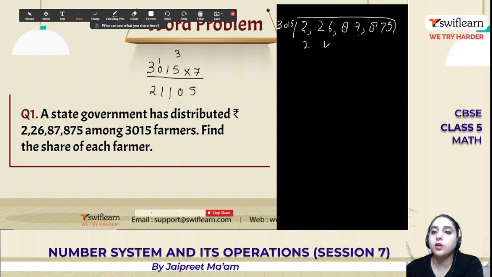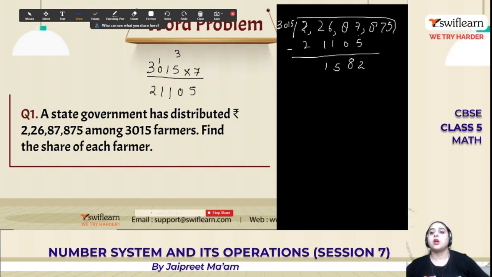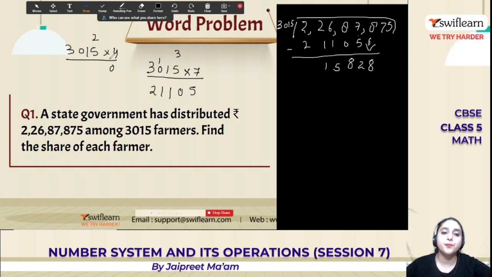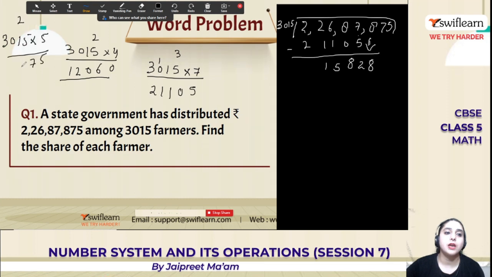Let's do the subtraction. 7 minus 5 is 2. It's 8, it's 5, it's 1. So 1528, and we have to bring this 8 down. Now we have to check the number. Let's check it with 4 first. 4 times 5 is 20, carry forward 2. 4 times 1 is 4 plus 2 is 6, 0 and 12. So it's much smaller. Let's check it with 5. 5 times 5 is 25, 2 will be carried forward. So it is 7, it's 0 and it's 15.